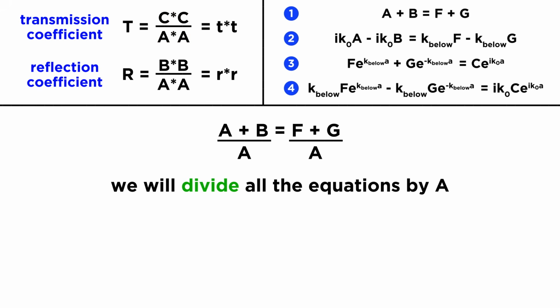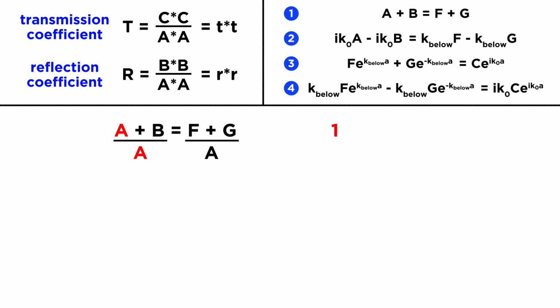So let's take our system of four equations we derived in the previous tutorial, and since T describes the ratio of C and A, let's divide all of these equations by A so that we can get T. For the first equation, A over A is 1. B over A can be represented by R as we just introduced.